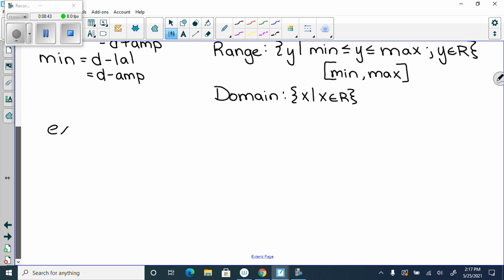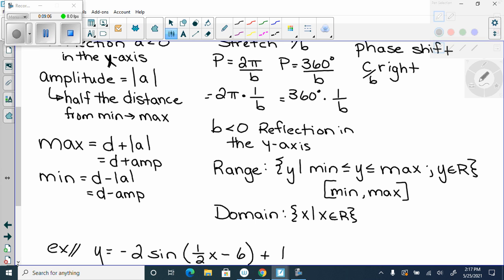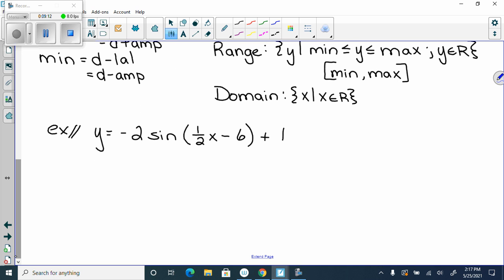So an example: y equals -2 sine 1/2 x minus 6 plus 1. So that's going to be our equation. What's the very first thing we're going to have to do with an equation like this? Take out the 1/2. When you take out a 1/2, it's actually like multiplying by 2. So we're going to have y equals -2 sine 1/2 x minus 12, because when you go 6 divided by 1/2, it's the same as 6 times 2. And then plus 1.